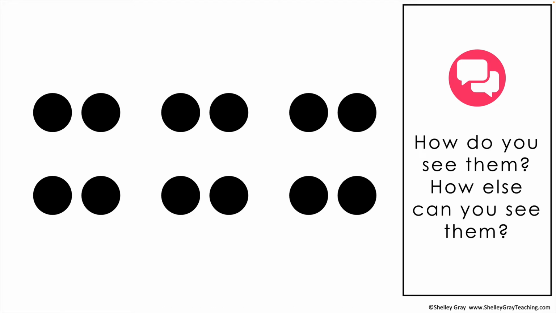Okay, how many did you see that time? So that time there were 12. Now, how did we see them? Maybe you saw 3 groups of 4. Maybe you saw 2 rows of 6. Maybe you saw 8 and 4. Lots of different ways. Let's get even more difficult.